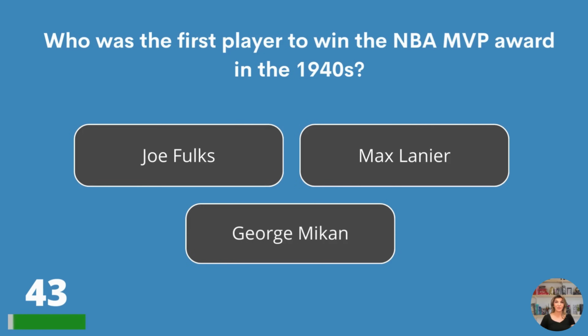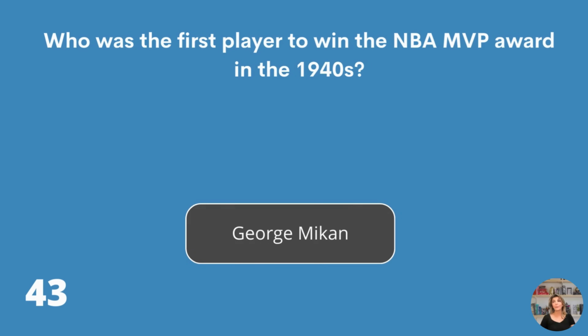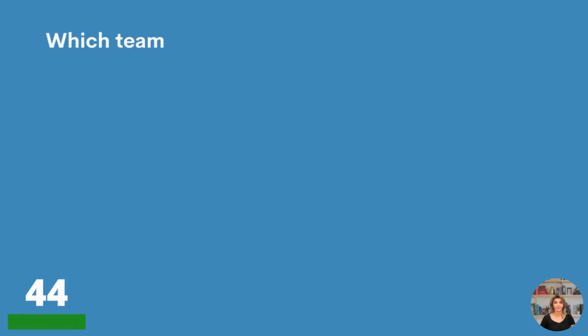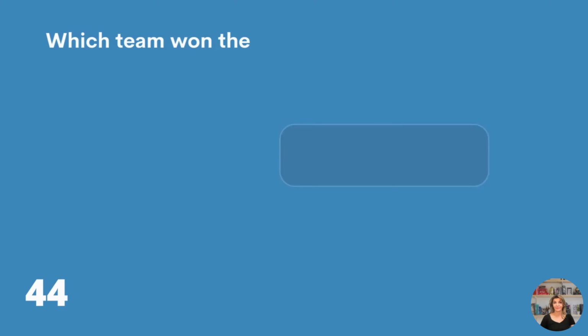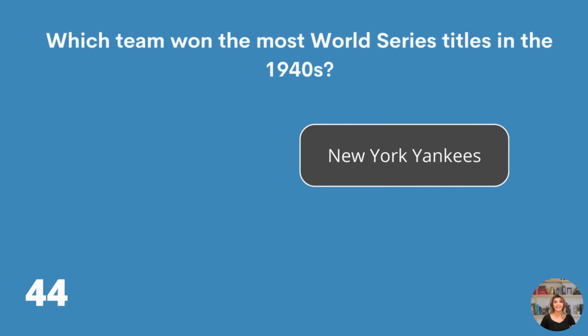Who was the first player to win the NBA MVP award in the 1940s? Joe Fultz, Max Lanier, or George Mikan? George Mikan. Which team won the most World Series titles in the 1940s? The St. Louis Cardinals, the New York Yankees, or the Brooklyn Dodgers? The New York Yankees.